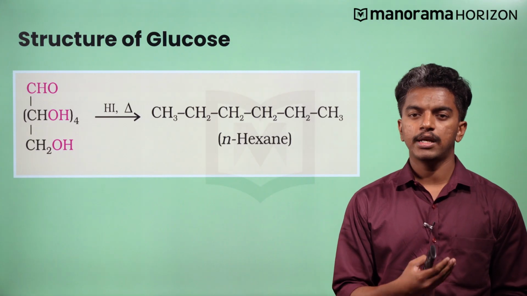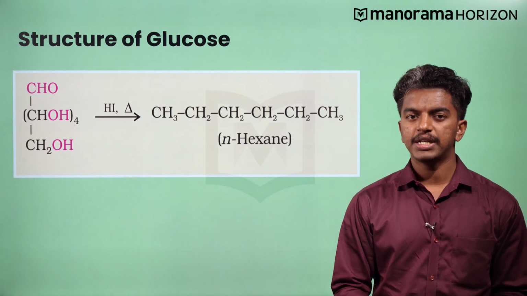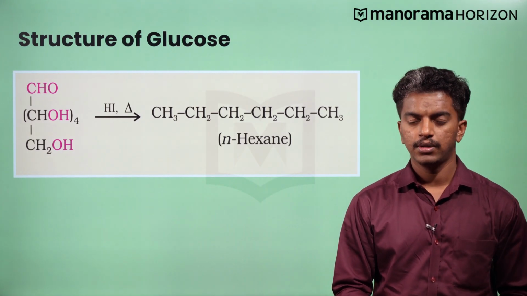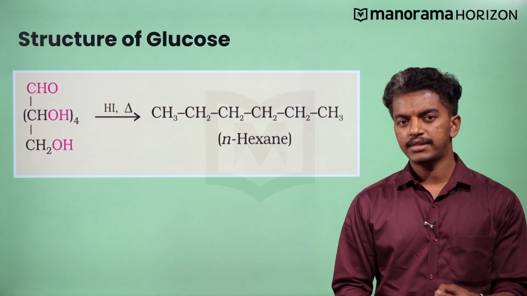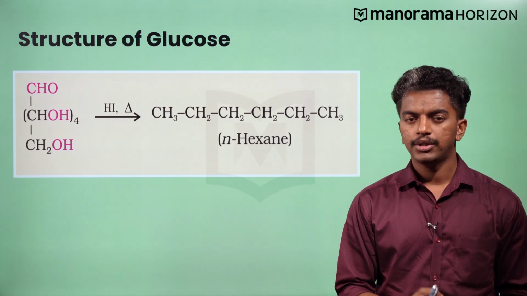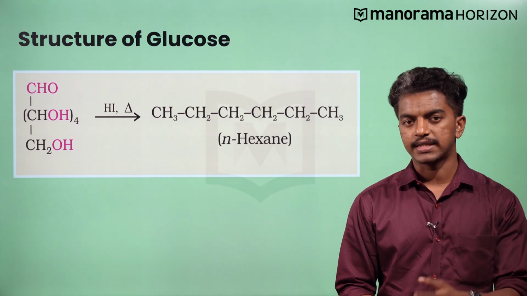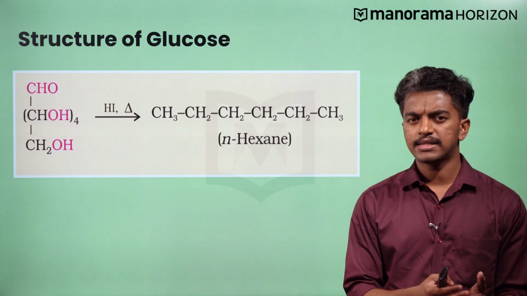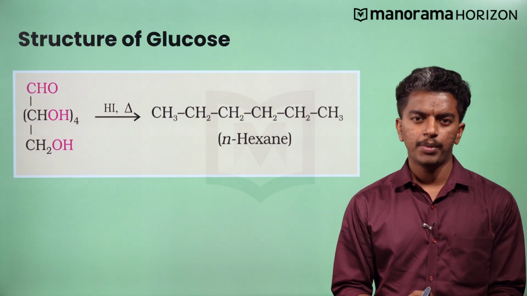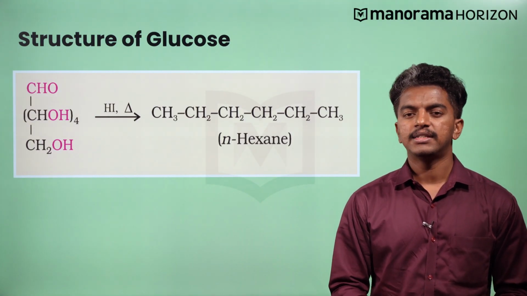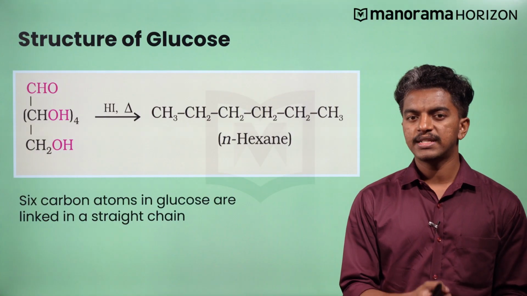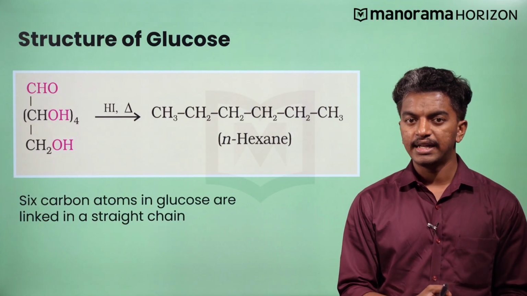Now, let us elucidate the structure of glucose based on the experimental observations. When glucose was heated with hydrogen iodide, the product obtained was n-hexane. Hexane is a straight chain compound. Hence, the formation of n-hexane suggests that all the 6 carbon atoms in glucose are linked in a straight chain.